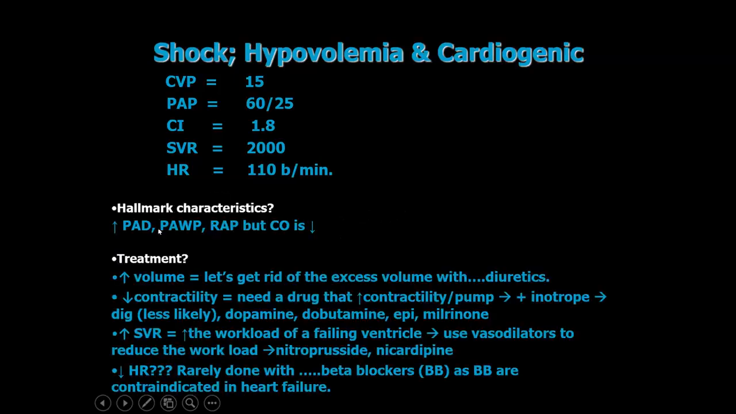When we look at the hallmark characteristics from what we see here, all of the volume levels are greatly high: the PAD is high, the PAWP would be high had I given it to you, and the right atrial pressure or CVP is high. But in the presence of lots and lots of volume, the cardiac output is low. This is the hallmark characteristic of cardiogenic shock. So what's the treatment? Well, we're going to fix all of the problems. This long list of fixing problems should say to you that cardiogenic shock is pretty complex and these patients are very sick, and that is the case.